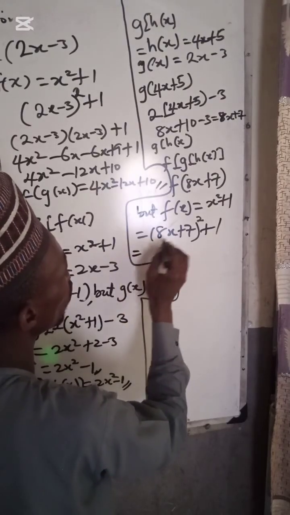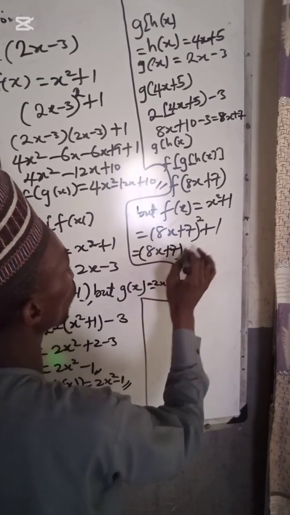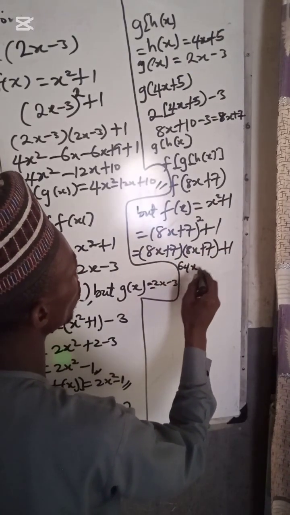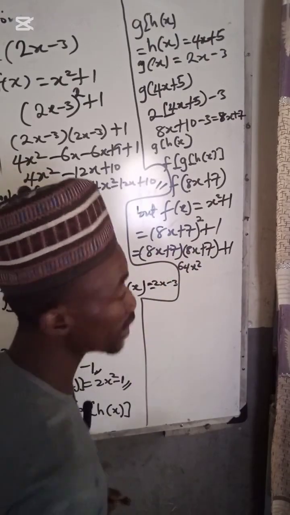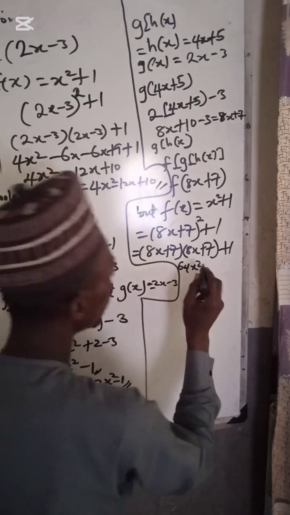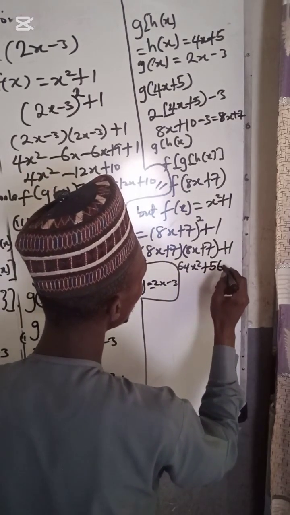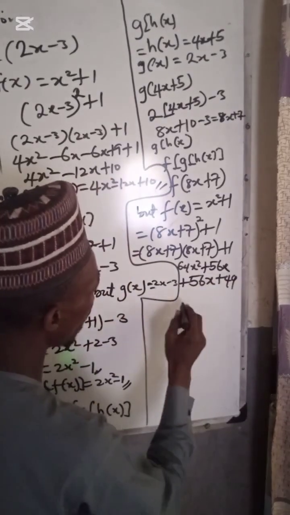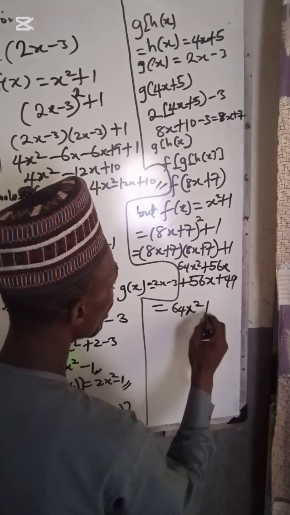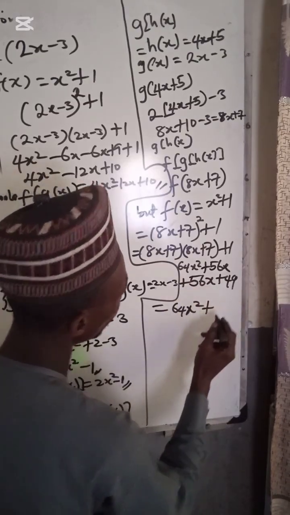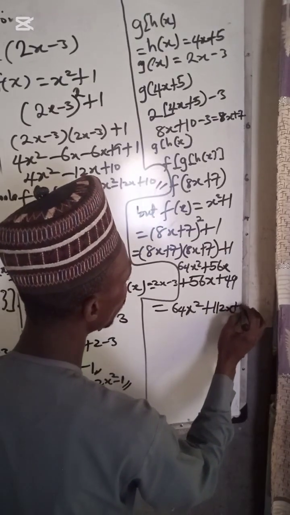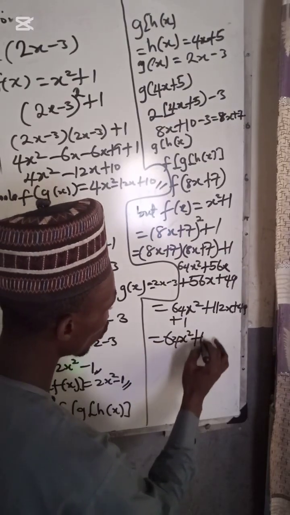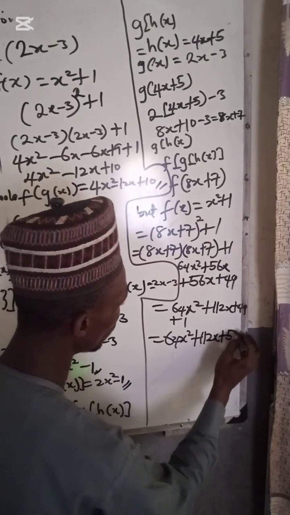Now we expand this: 8x plus 7 times 8x plus 7, plus 1. 8 times 8 is 64x squared. Now, 8 times 7 is 56x, then plus another 56x, plus 7 times 7, 49. So we have 64x squared plus 56 plus 56, so we have 112x, plus 49 plus 1. We therefore have 64x squared plus 112x plus 50.